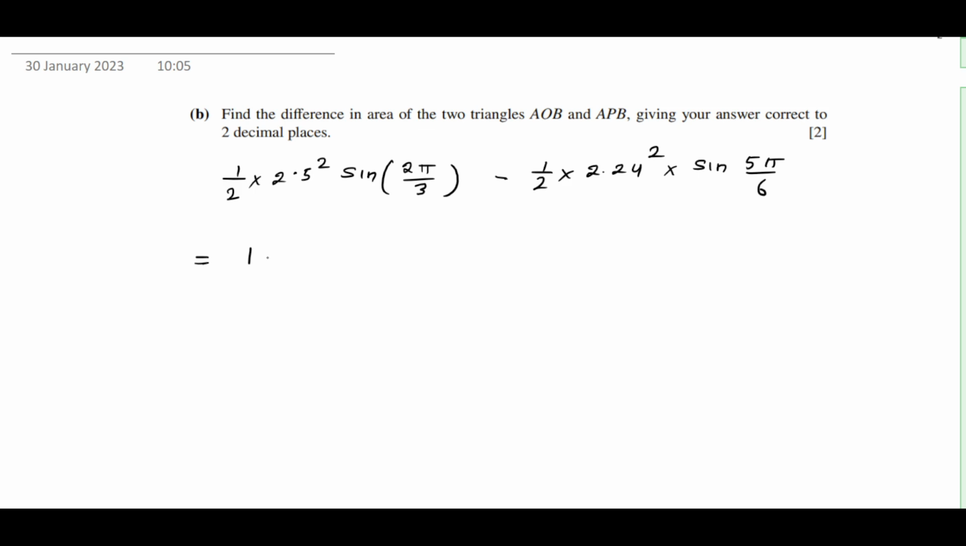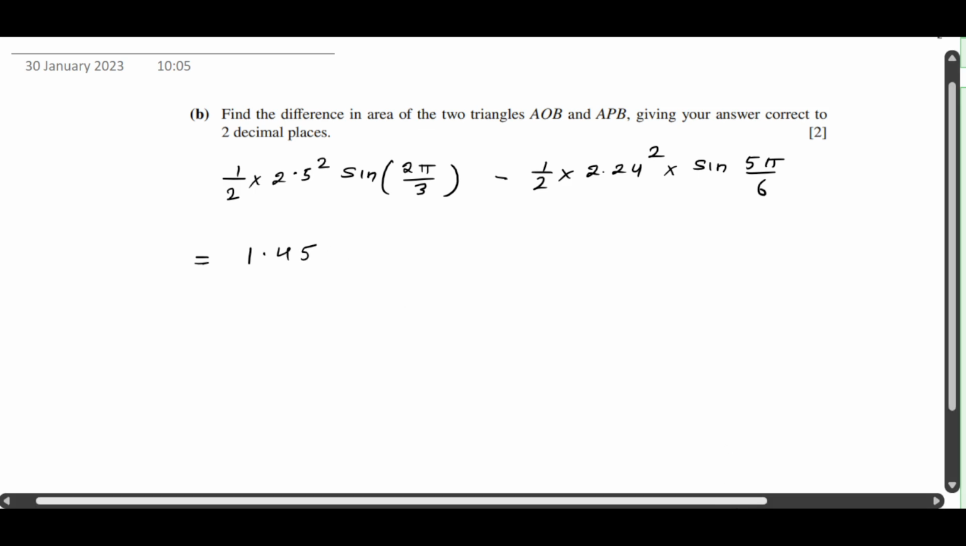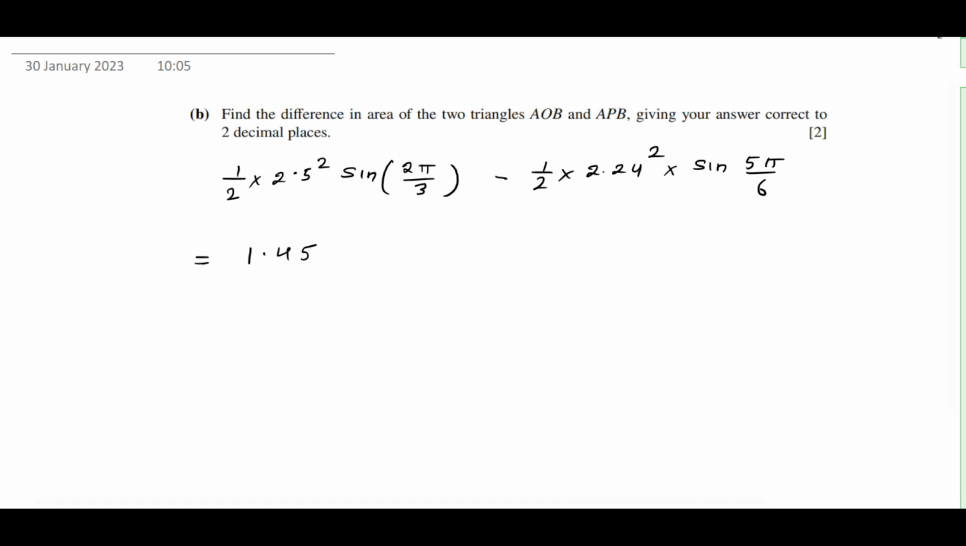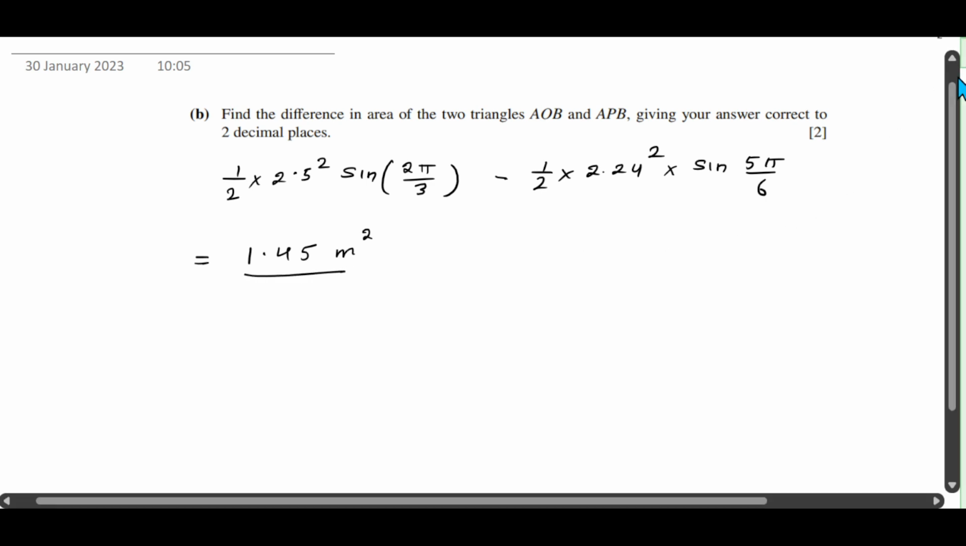So 1.45 will be the result. What will be the unit? The unit will be meter square, right? We are talking about area. Now find the area of the cross section RASP. Give your answer correct to 2 decimal places. I have to find the area.